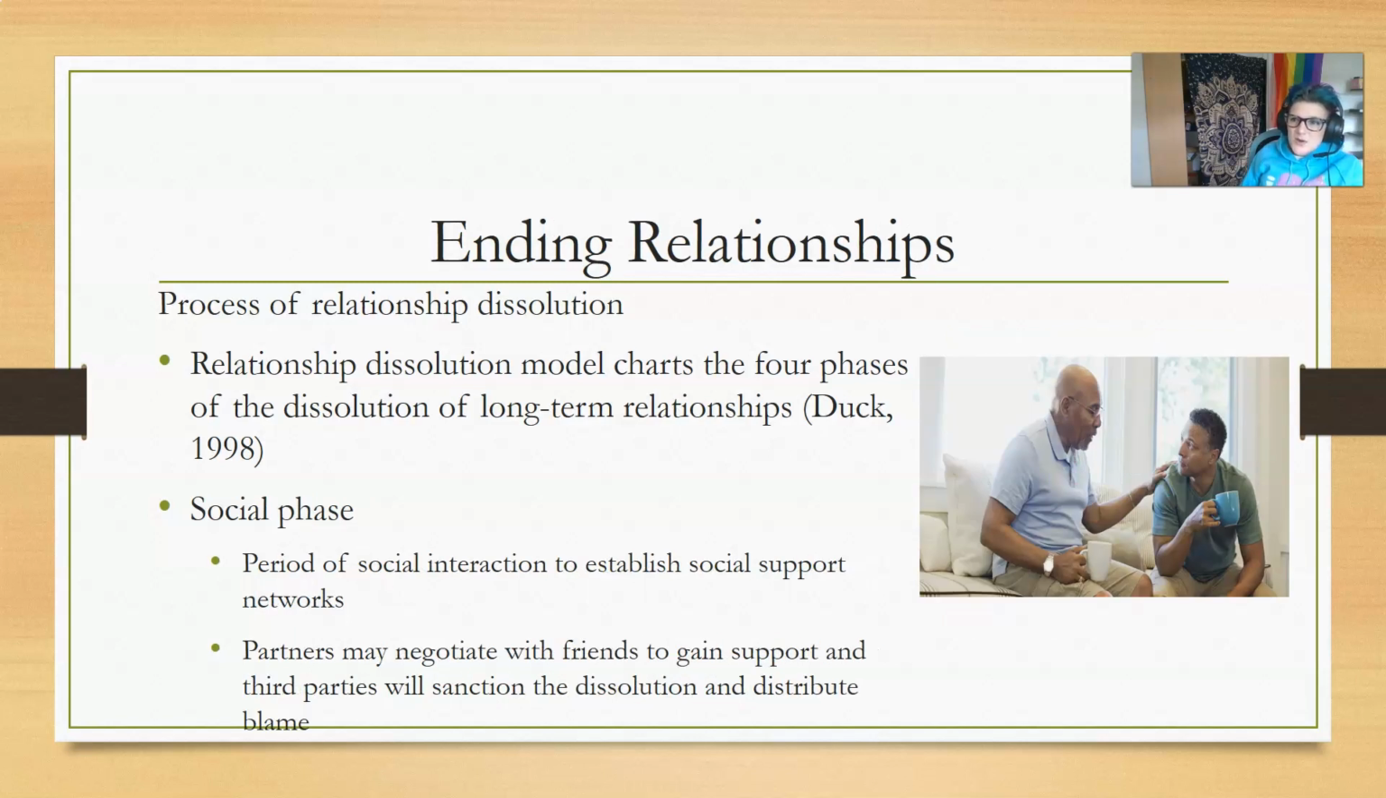At this point, you move on to the social phase. This is a period of social interaction to establish social supports. They might even negotiate with friends to gain support, and third parties will sanction the dissolution and distribute blame. Essentially, what this means is your relationship is over, you know that your relationship's over, and so you seek comfort in your friends. Your friends will tell you that you didn't do anything wrong, that it was the other person, and you get to feel a bit better about yourself.